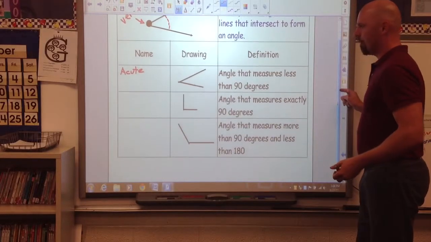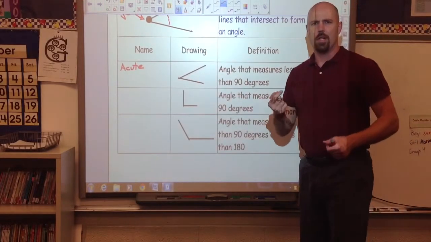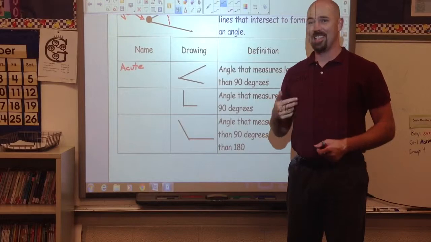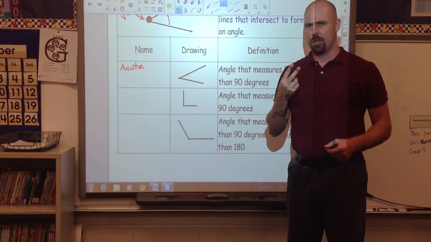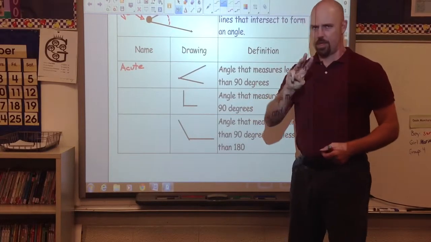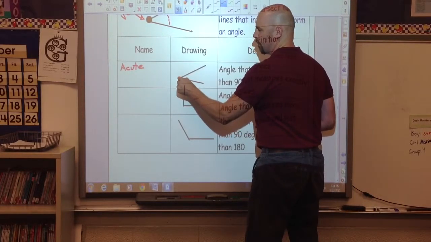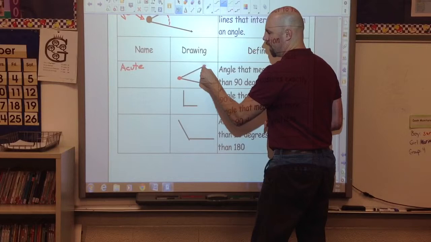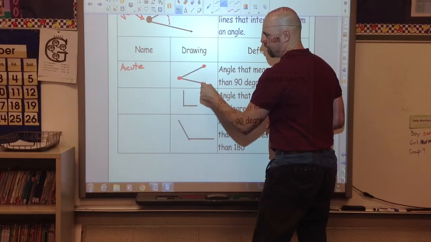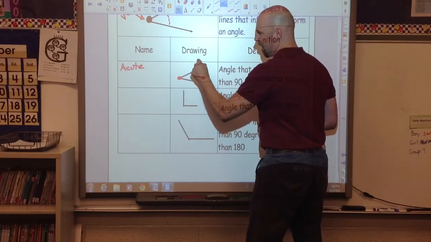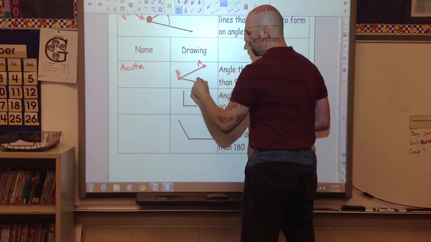But we also want to talk about naming this angle. Now, when we did a point, you needed one letter. When you did lines, line segments, rays, you needed 2 letters. To do an angle, you need 3 letters. So we're going to put our vertex here, because he's our most important guy. I'm going to put an end point here and an end point here. And I'm going to name this A, B, C.